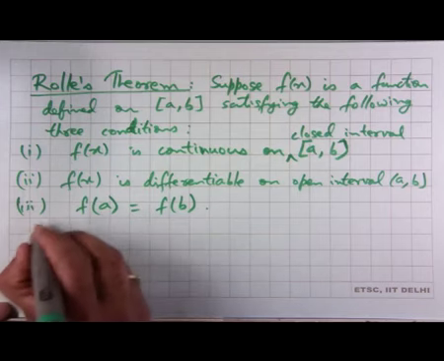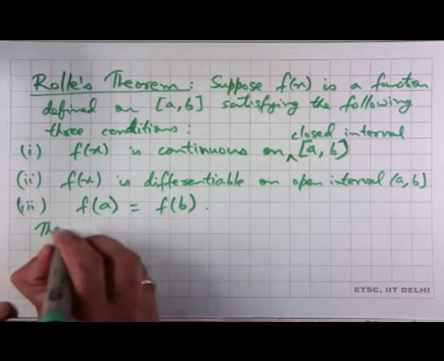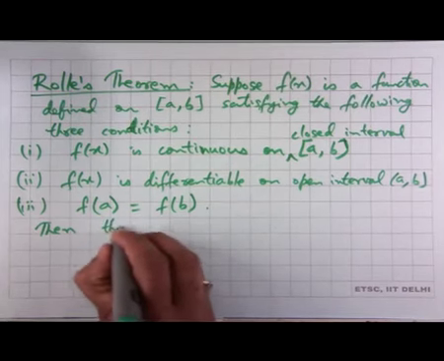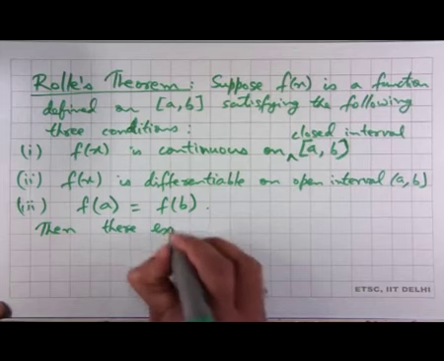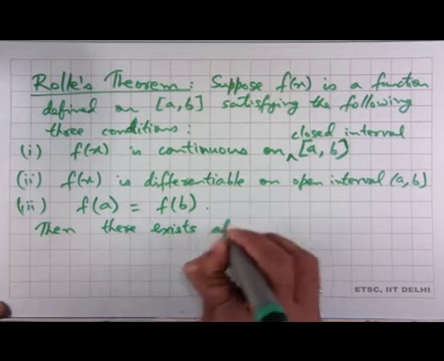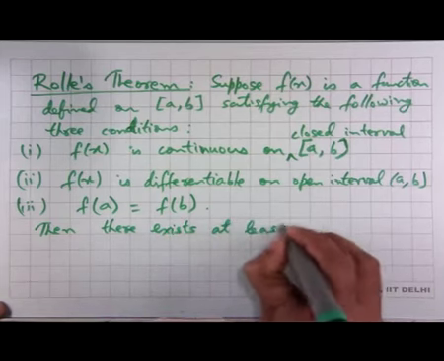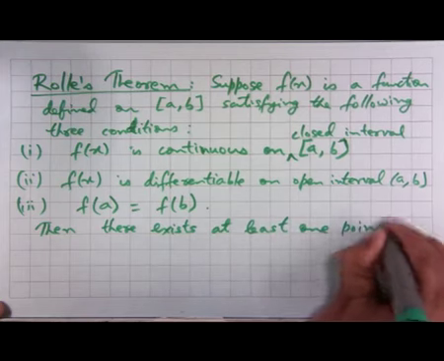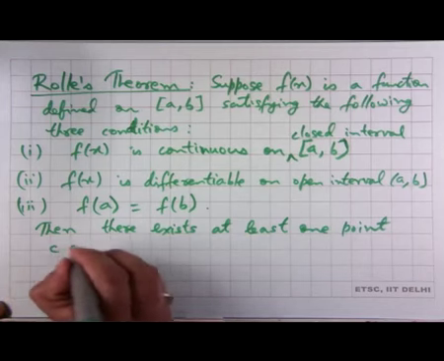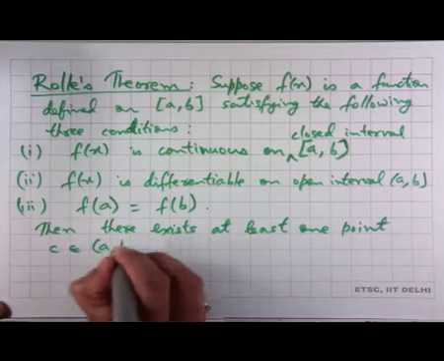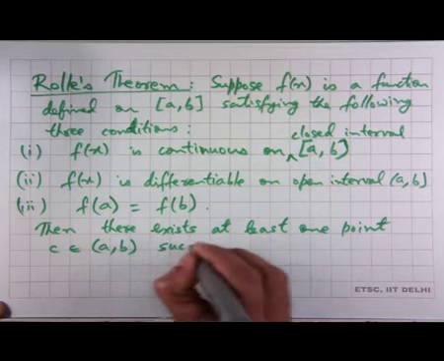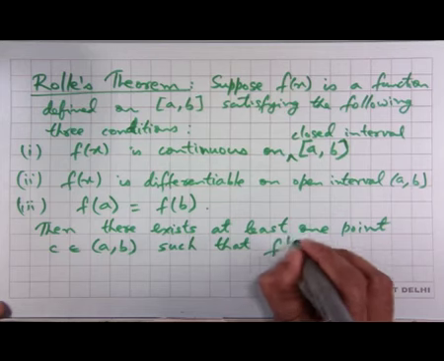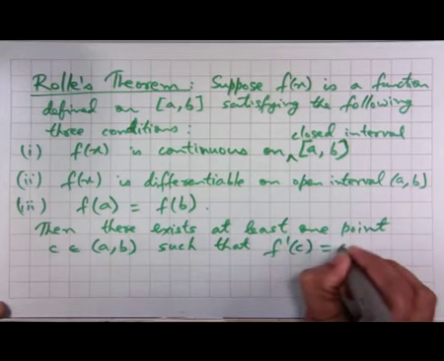Then the conclusion is that there exists at least one point c belonging to the open interval a b such that f prime of c is equal to 0.